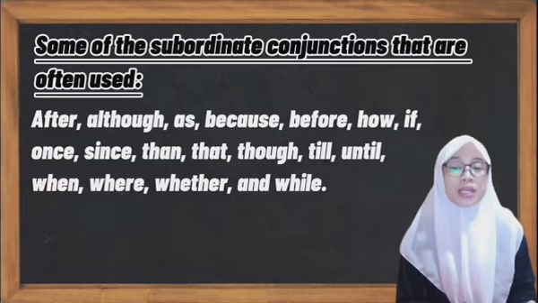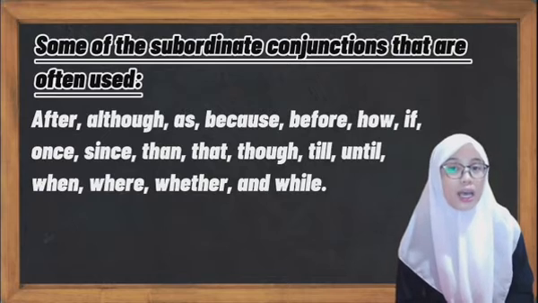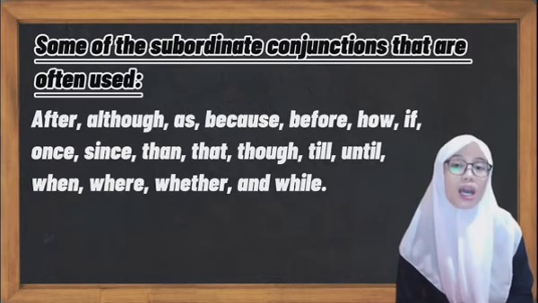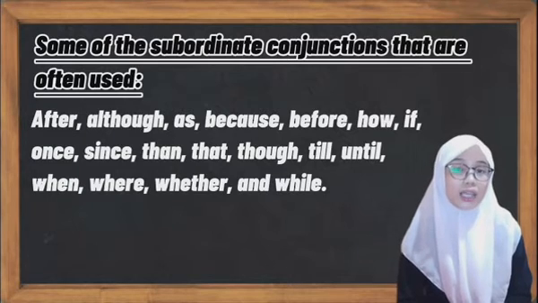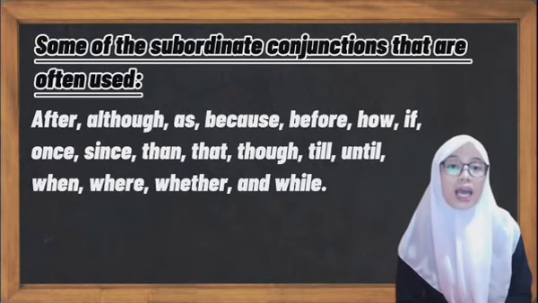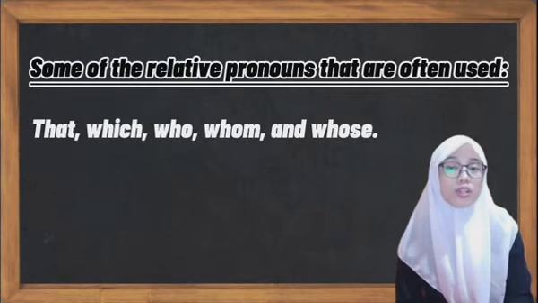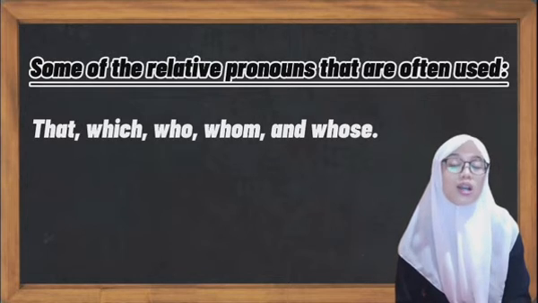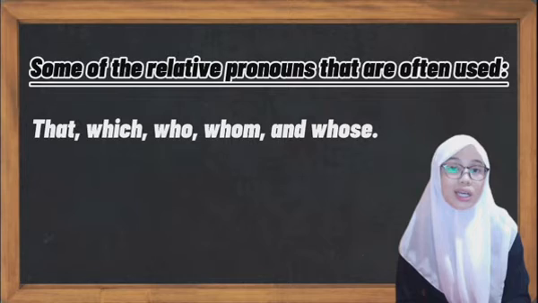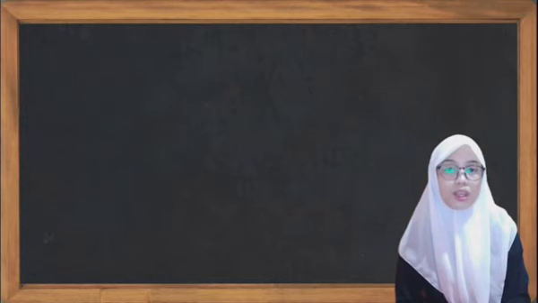Some of the subordinate conjunctions that are often used: after, although, as, because, before, how, if, once, since, than, that, though, till, until, when, where, whether, and while. Next, some of the relative pronouns that are often used: that, which, who, whom, and whose.